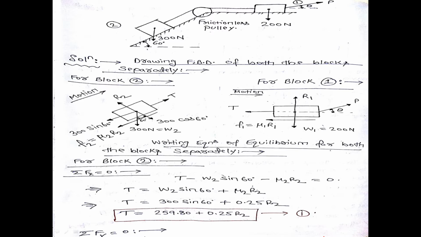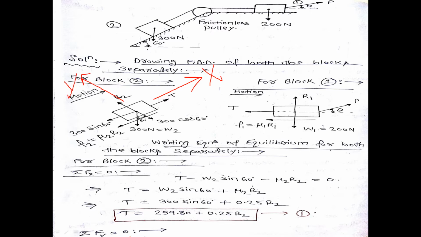Again, I have to write down the equations of equilibrium for both the blocks separately, and let's see whether we can easily get the value of P or not. If not, then we have to eliminate some values, as we did in the last case. The second block is kept on an inclined plane of 60-degree angle, so the x-axis for the second block will be along the incline, and this will be the y-axis.